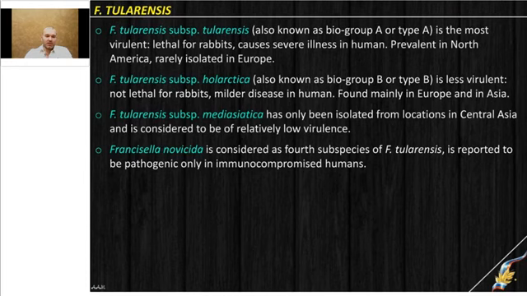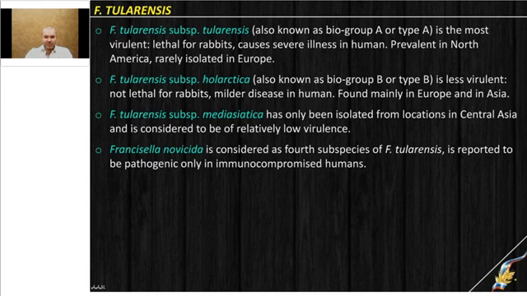Glad for us, the bacteria is very rarely isolated on our continent, and that type is prevalent mainly in the USA and Canada. The second subspecies is holarctica, also known as biogroup B. That strain is less virulent for humans and for animals as well, and that type is circulating in our regions, in European countries, in Asia, and on our continent in general.